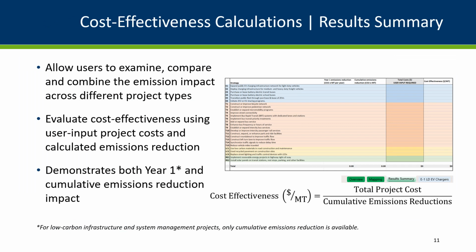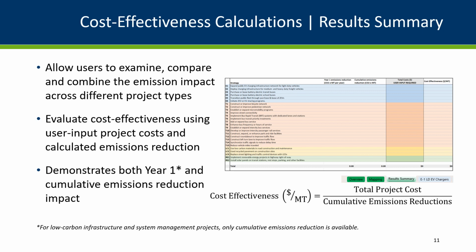Once project data is input into the project tab, the emissions reduction for that project is calculated on the Results Summary tab, both for year 1 and the project lifetime. Cost effectiveness is also calculated for each project. This requires the project sponsor or applicant know the project cost as an input.